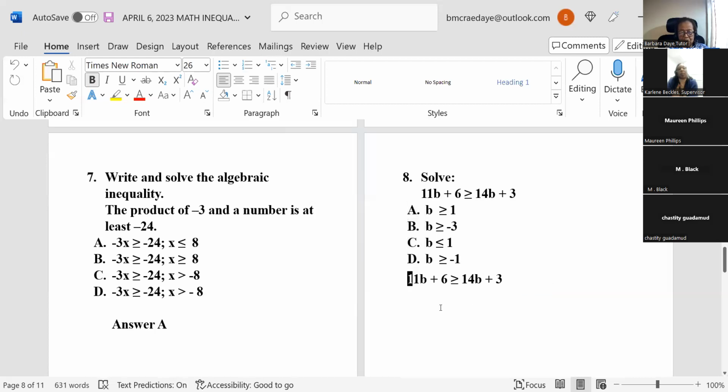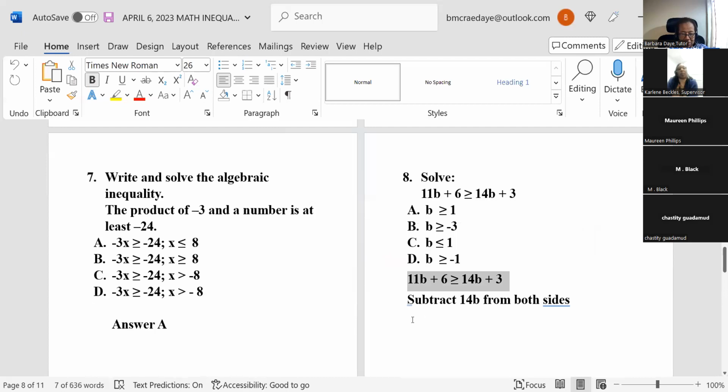Okay, so if you want to get your constants and your variables together, then your first step would be to what? Subtract 14b from both sides. Yeah. All right. So if you want to do that, let's put that there.